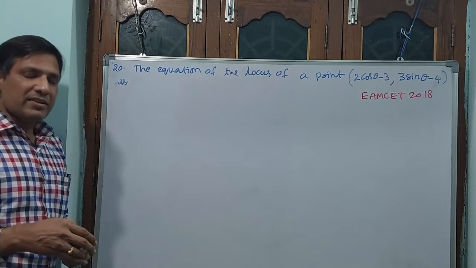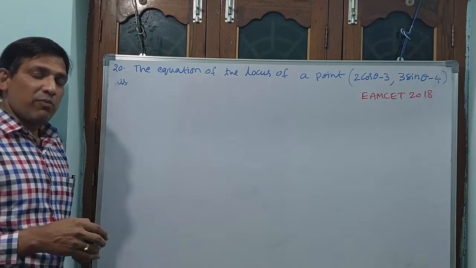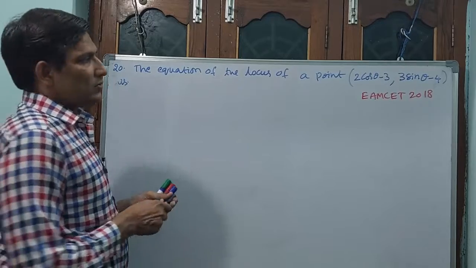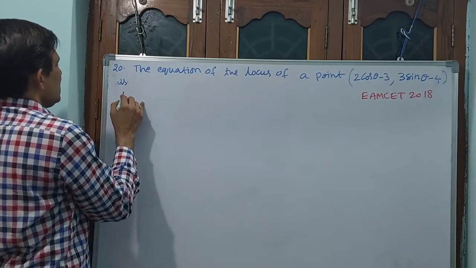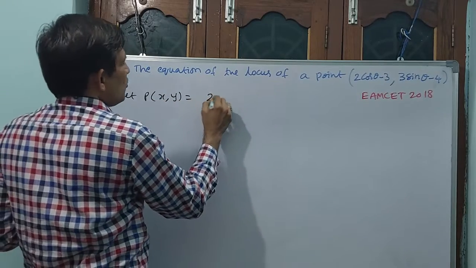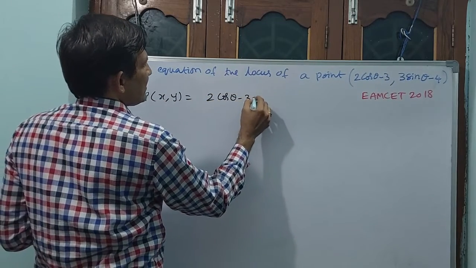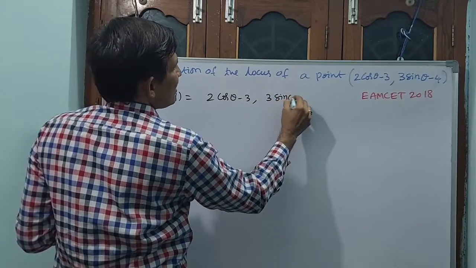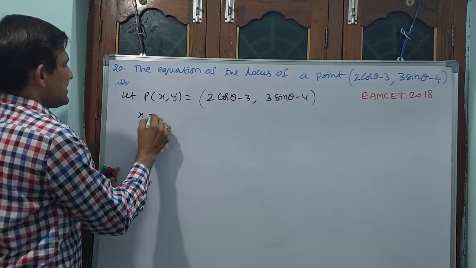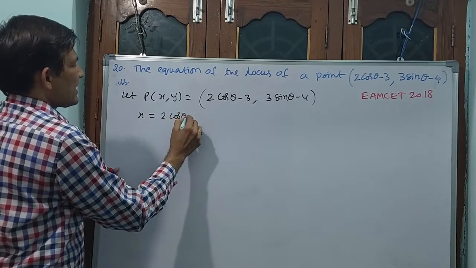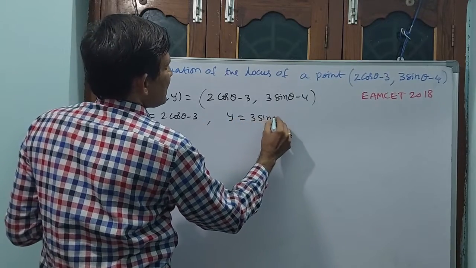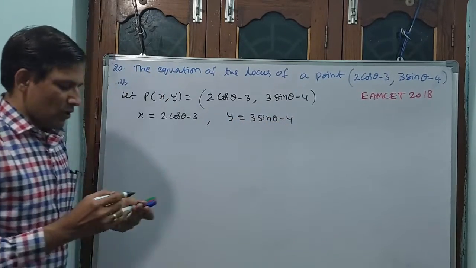Naturally, whatever the point they are asking to find the locus of, that point will be P(x, y). See what I am writing. Let P(x, y) be equal to (2 cos theta minus 3, 3 sin theta minus 4). So x is equal to 2 cos theta minus 3, y is equal to 3 sin theta minus 4. Like this, first step you have to write.